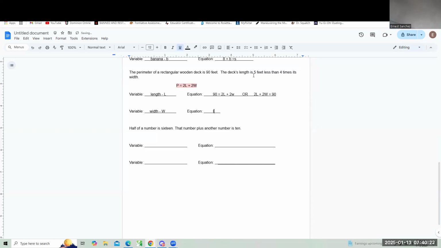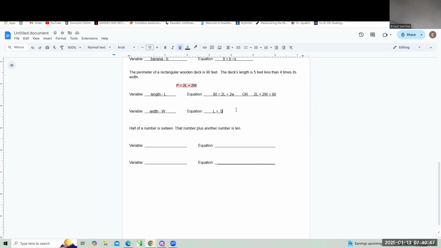So the length is, means equals, 5 feet less than 4 times the width. Man, that's a lot. Okay. So we have the number 5. So 5 less than. So less means minus.